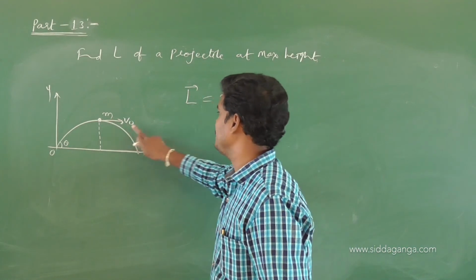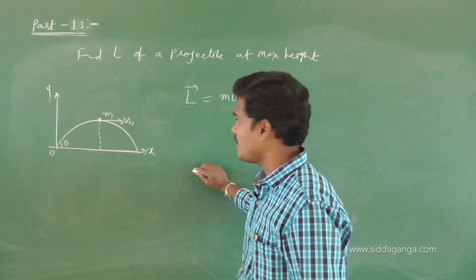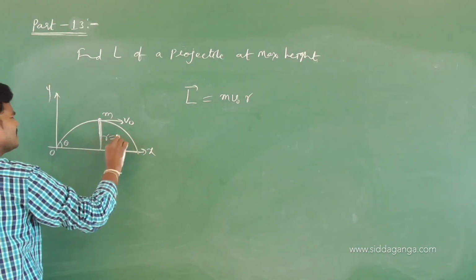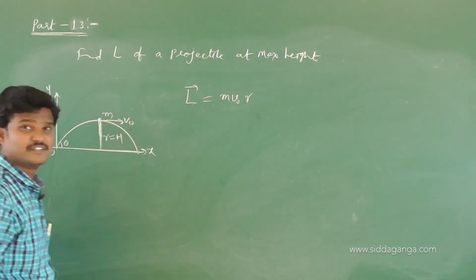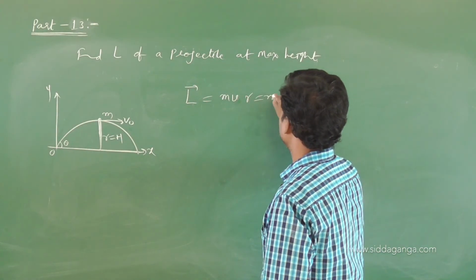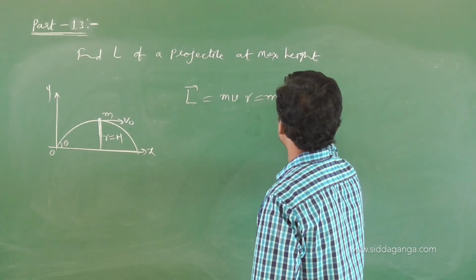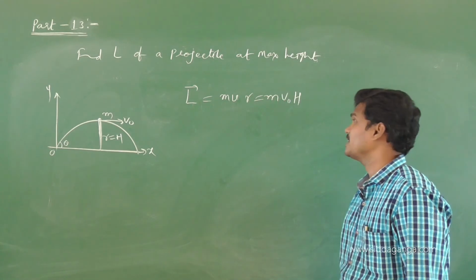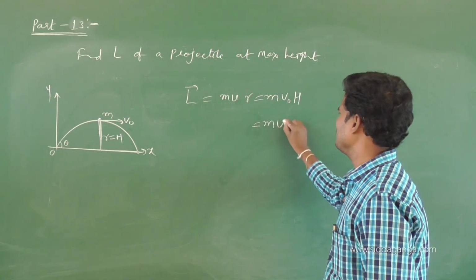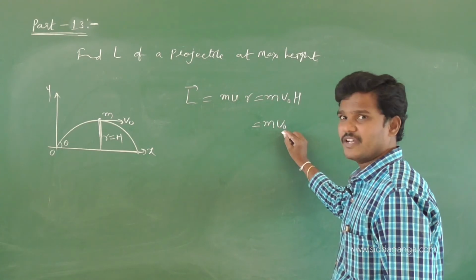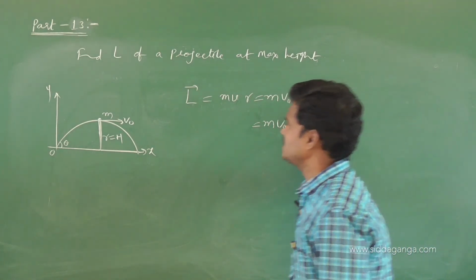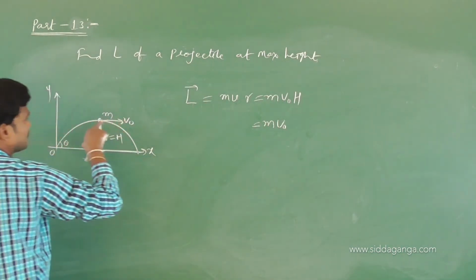Momentum is mv, which is mv naught. R is nothing but the perpendicular distance. This R is equivalent to the height. What is that height? Maximum height. So, MVR we can replace with mv naught h. This is the formula, direct. See, if it is projected, at the highest point, what is the horizontal component of velocity?